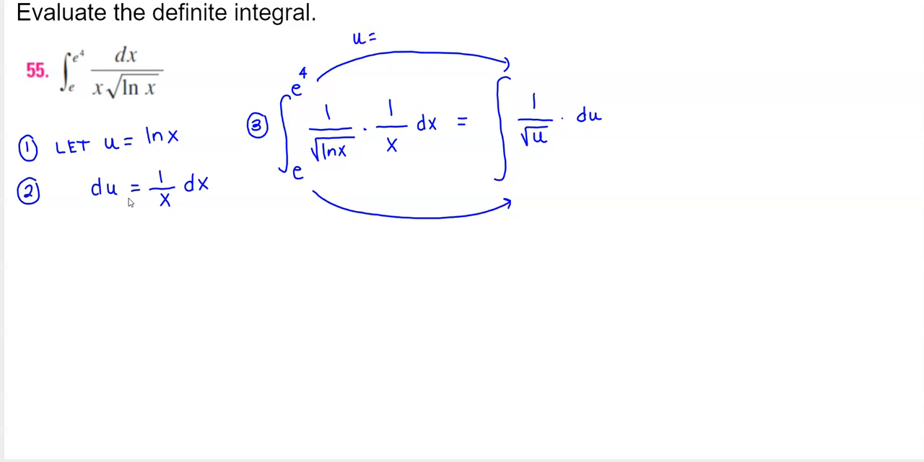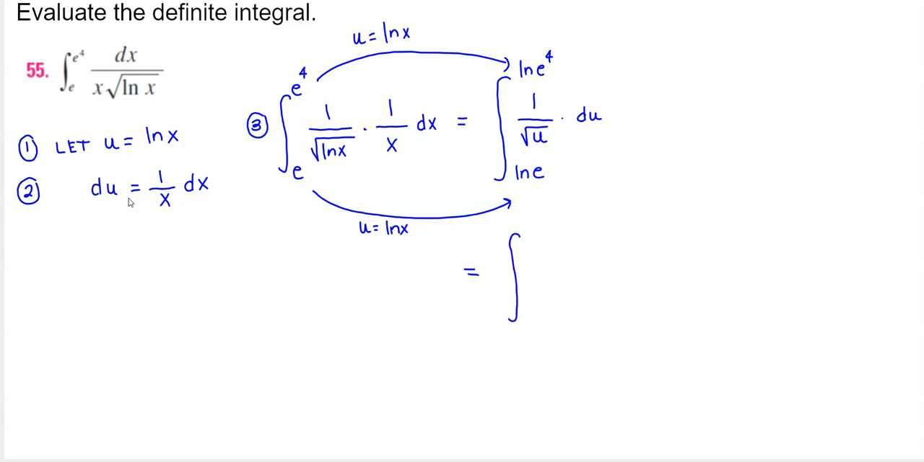So u is going to equal the natural log of x. That means we're going to have the natural log of our upper bound, which is e to the fourth. And then in the lower bound, again, u is equal to the natural log of x, so that's going to be the natural log of e. So let's go ahead and figure out what our upper and lower bounds are.